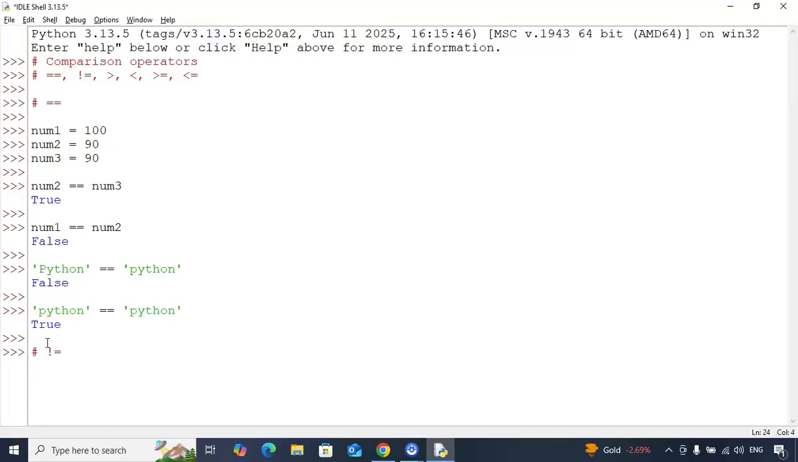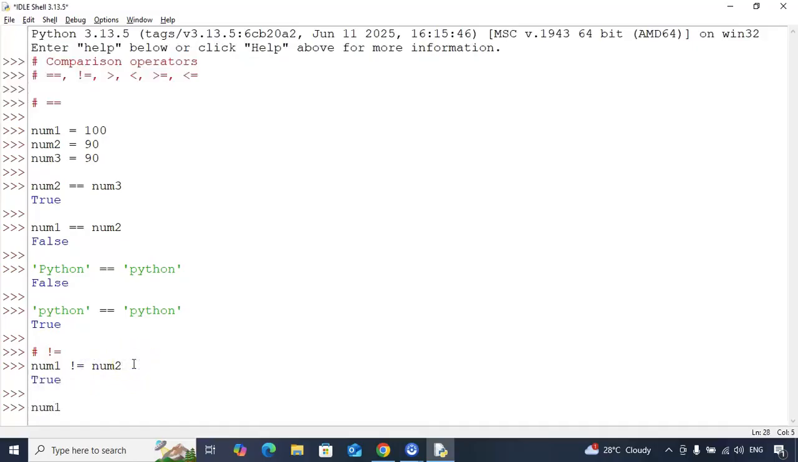Second is the not equal to operator. The not equal to operator gives us True when the left side and the right side operands are not the same, meaning the values of both of them are different. So let's say num1 not equal to num2. What's the value of num1? 100. What's the value of num2? 90. These two are not the same values, and it is a correct statement, hence not equal to will give you True.